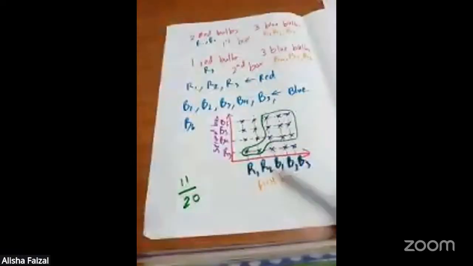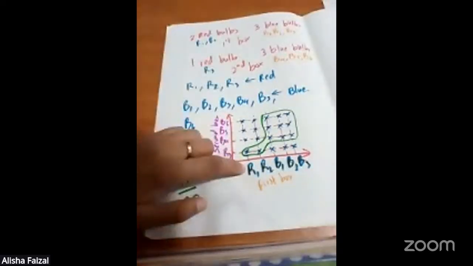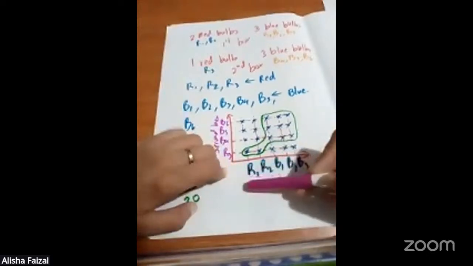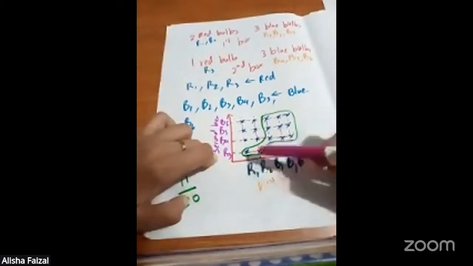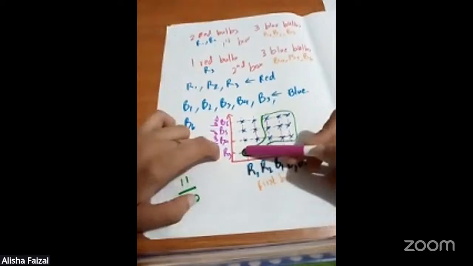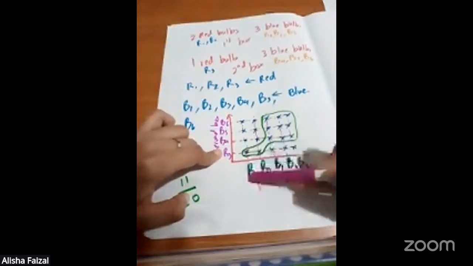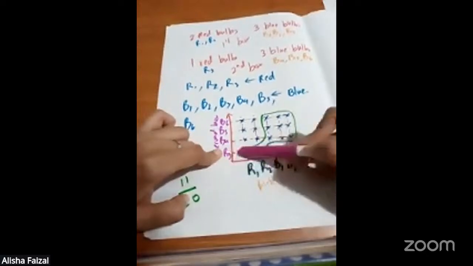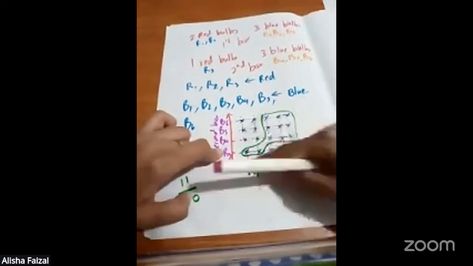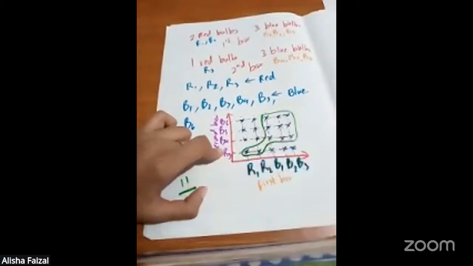Now, if you're picking a ball, not ball, it's bulb, right? Sorry. If you're picking a bulb, it should be the same color. Then red, and here also it's red. See, red, red, red, red. I'm showing like this. Is it clear?